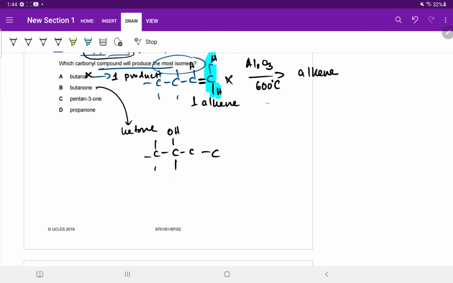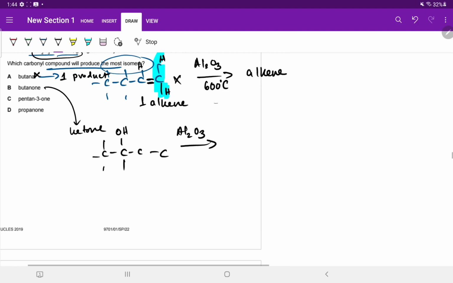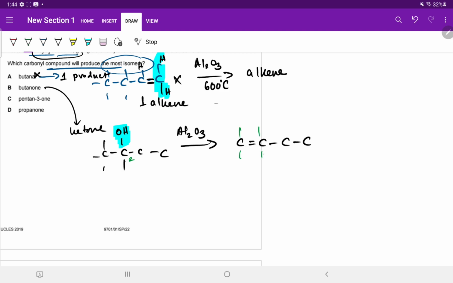So this is the alcohol which will be produced, and whenever it is heated with Al2O3, this will form an alkene. So C double bond C, and this is the first alkene which can be formed because the OH is over here with the second carbon. So the first alkene can form a bond between the first and the second carbon. So this will be one of the products.